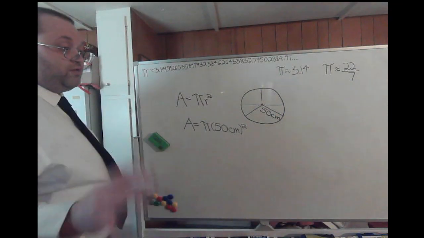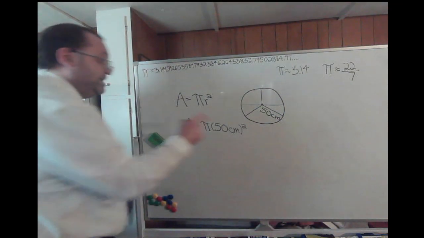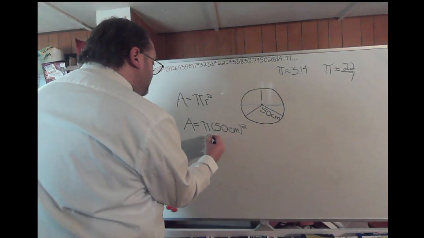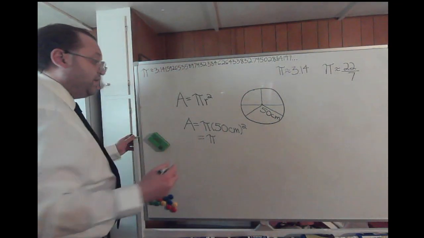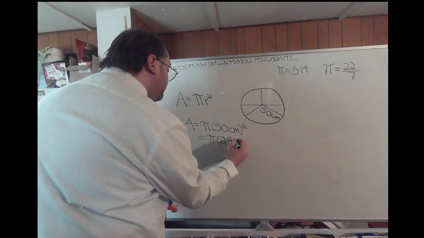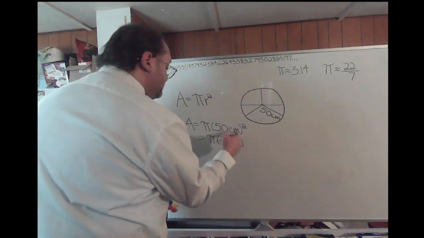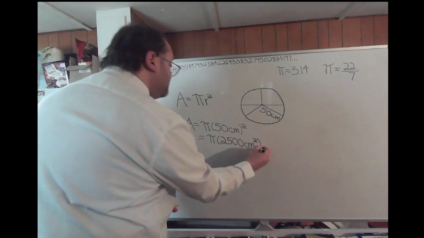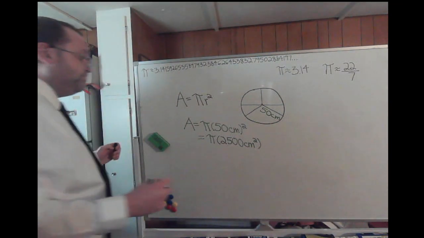Well, of course, order of operations dictates that we do the exponents first before we do the multiplication. So that'd be equal to pi. 50 squared, that's 2,500. Centimeters squared as well, or square centimeters, however you like to say it.